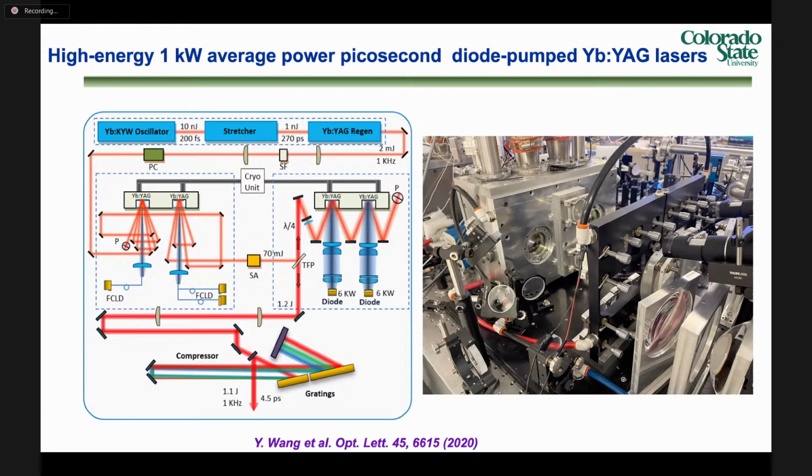And the schematic of the laser is shown here. It has a conventional front end producing 2 millijoule pulses from an ytterbium YAG regenerative amplifier that are injected into 2 cryogenically cooled ytterbium YAG amplifiers to produce 1.2 joule pulses before they are compressed in a high efficiency grating compressor, generating these 1.1 joule picosecond pulses I was mentioning.